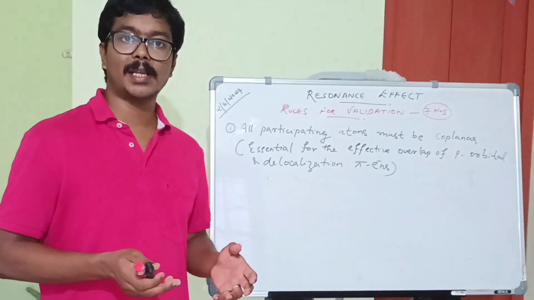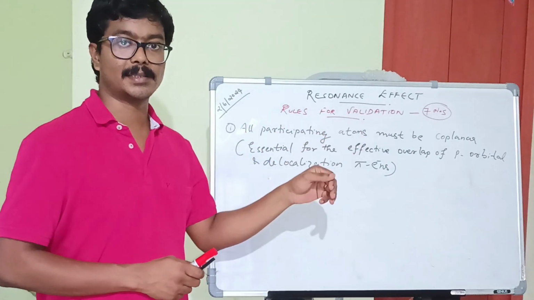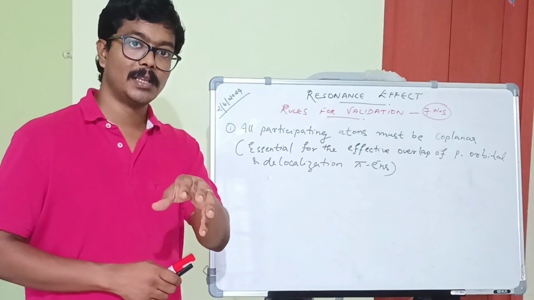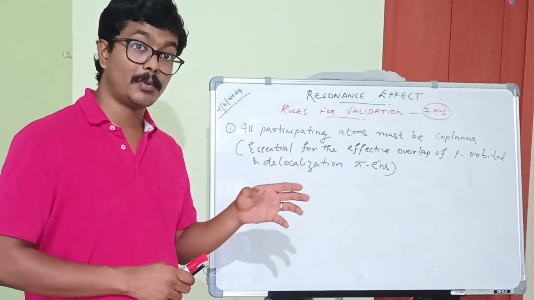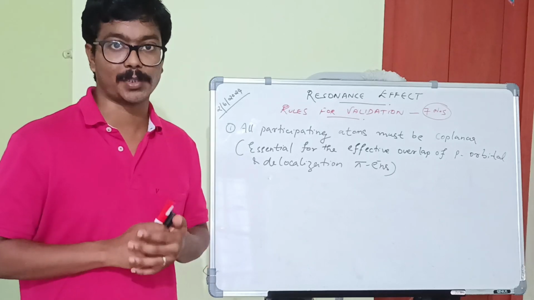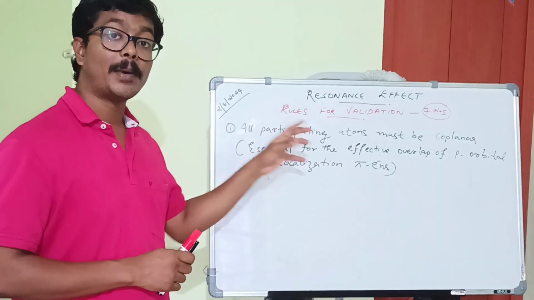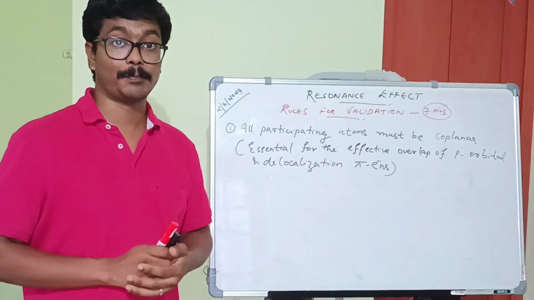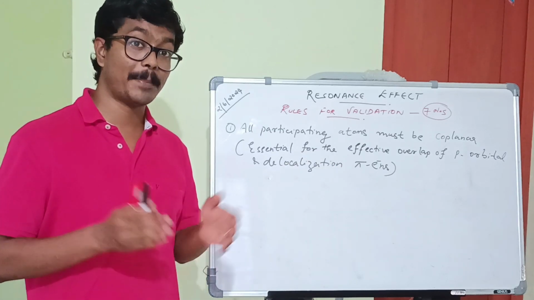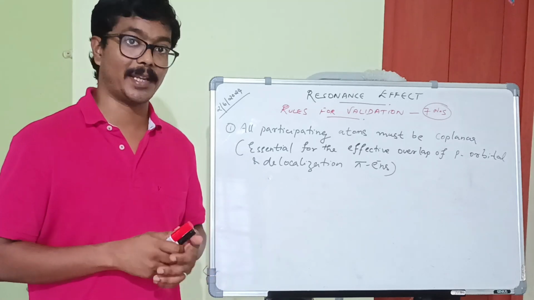Now we move on to the third part of the resonance class, rules for validating resonance. If you are provided with a compound, we have to use these rules to check whether that compound is possible for resonance or not. The first and foremost rule is all participating atoms in a resonance must be coplanar, which is essential for the better overlap of p orbitals and delocalization of pi electrons.